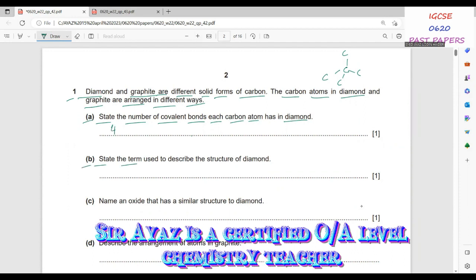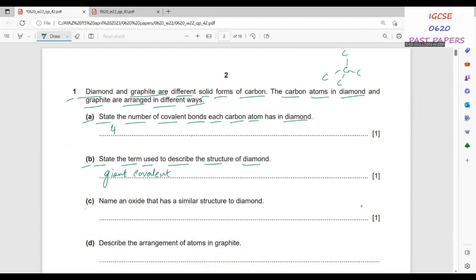B. State the term used to describe the structure of diamond. It is giant covalent. C. Name an oxide that has a similar structure to diamond. Silicon dioxide. Silicon dioxide has structure similar to diamond.